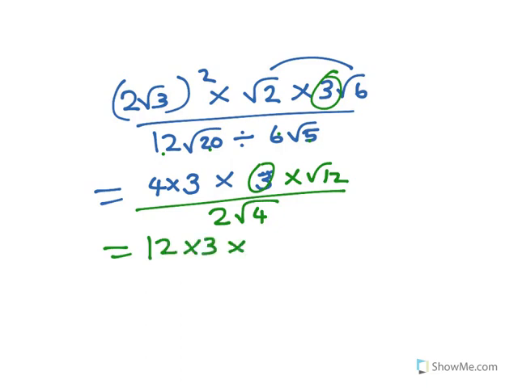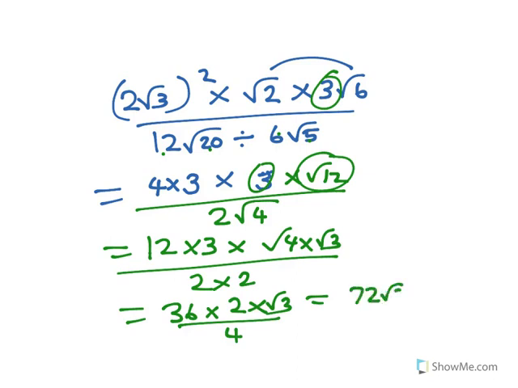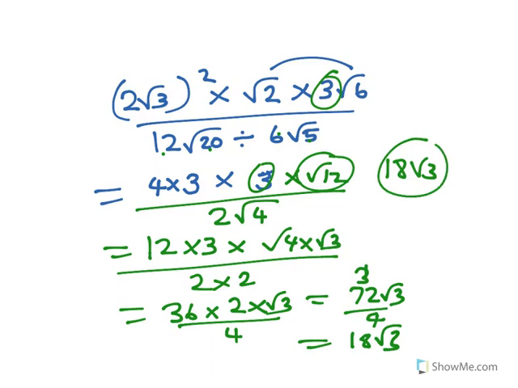Okay, so that's 12 times 3 times root 12. Now root 12 is root 4 times root 3. And on the bottom we have root 4, which is 2. 3 12s are 36 times 2 times root 3. 2 2s are 4. Now that'll be 72 root 3 on 4. And 4 goes into 7 once, remainder 3. 4 into 32 is 8. So it will be 18 root 3.